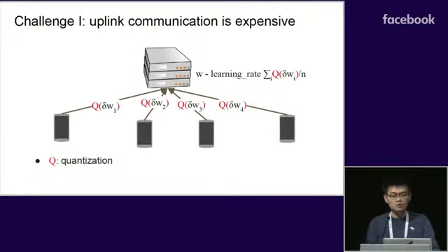So there are a couple of challenges in this learning setting. The first challenge is that uplink communication is often very expensive. One solution to this challenge is to apply quantization on the gradient before sending it back to the server. Here I use Q to represent the quantization operator.